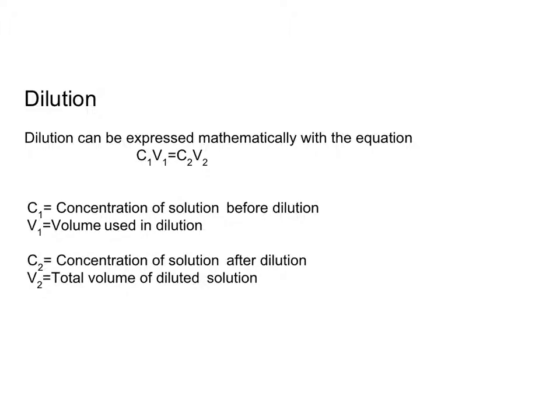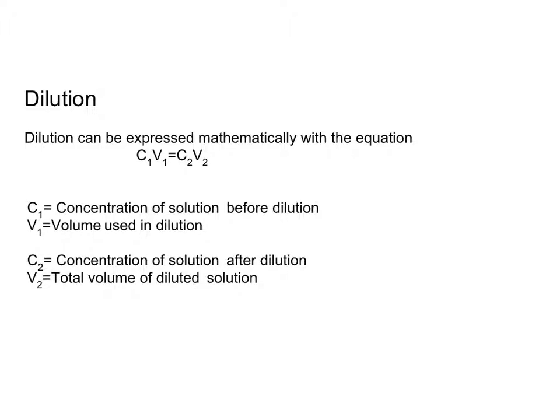the concentration of the solution originally, and V1 is the volume of that original solution that's used in the dilution. C2 is the concentration of the solution after dilution, so that's usually the desired concentration, and the total volume of the diluted solution is V2, so what you dilute it to.